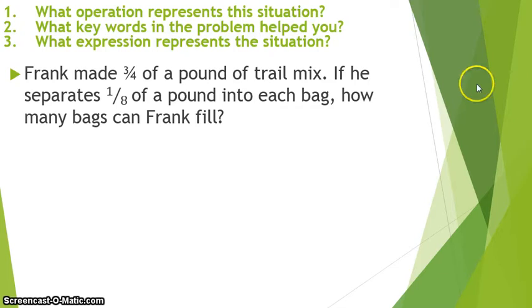Frank made 3/4 of a pound of trail mix. If he separates 1/8 of a pound into each bag, how many bags can Frank fill? So he's going to be separating, which is a synonym for splitting, into each bag, and he's going to split into even amounts. So we're going to split evenly. Which operation means to split evenly?